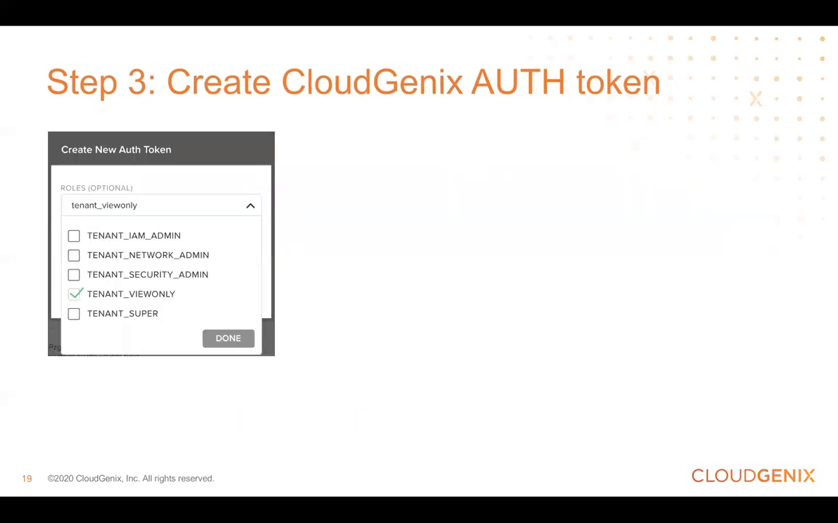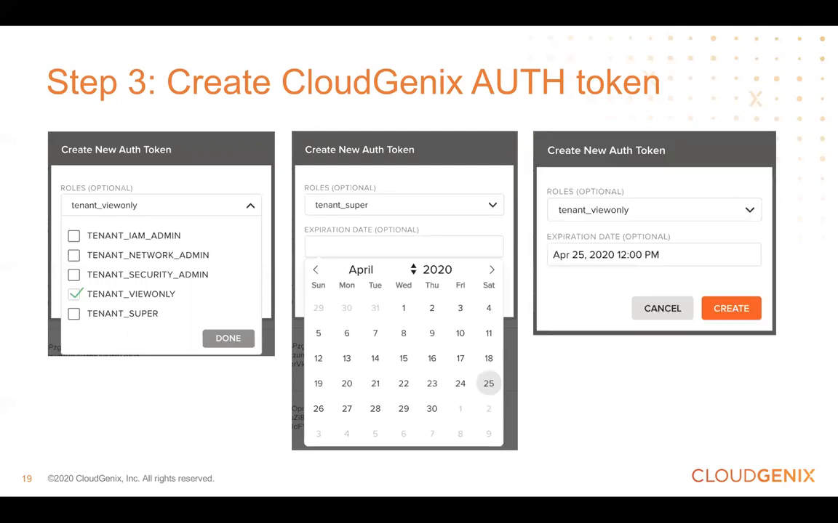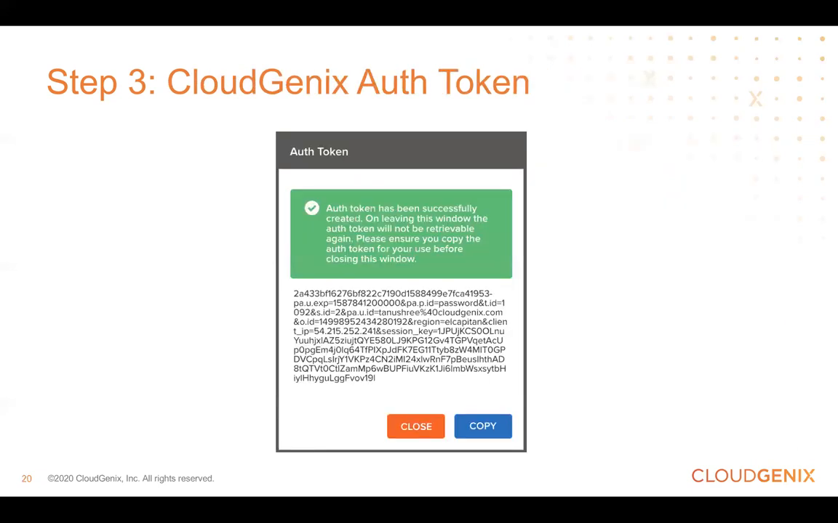Once you do that, you need to pick what role this particular token needs to be assigned, right? For the current integration, we're only going to need view only, but as you build more integrations, you can give it either network admin or super, depending on the plugins you're planning to build. Give it an expiration date, and then hit create. This is where the auth token pops up, and then make sure you copy this.